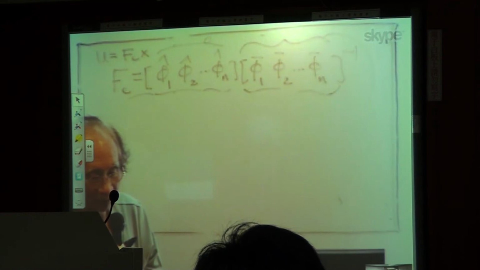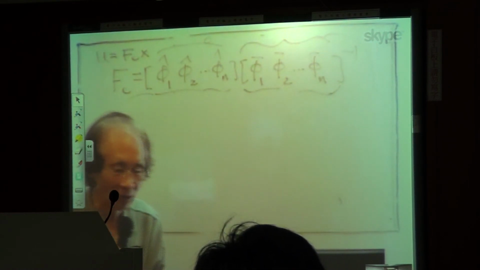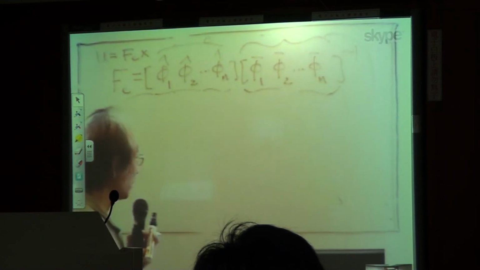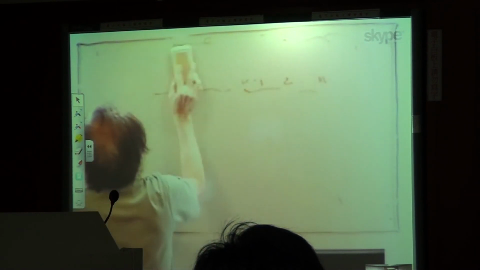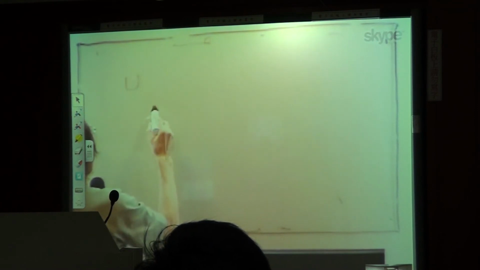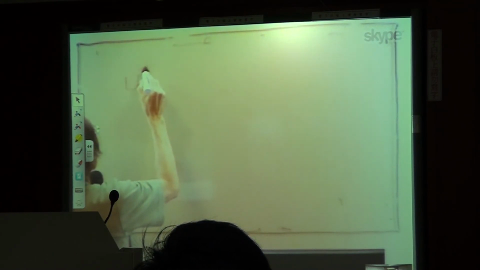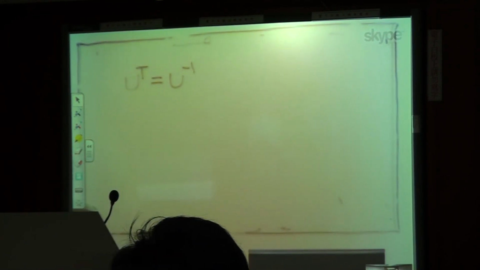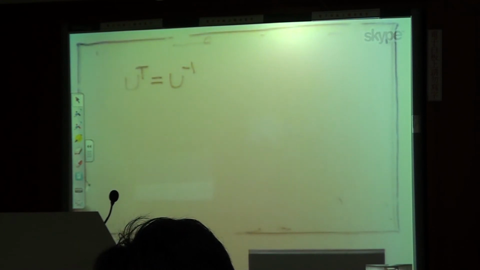Also, we have other orthogonal matrices. For an orthogonal matrix U, U transpose equals U inverse. So if your matrix is orthogonal, my inverse is just simply their transpose. So simple, right?